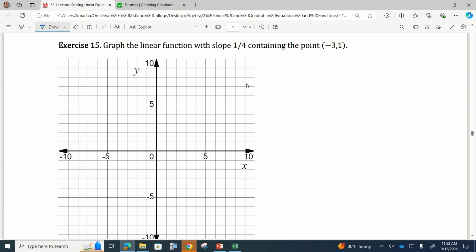Now, if I want to graph a linear function with slope 1/4 containing the point -3, 1, I would start by graphing the point -3, 1.